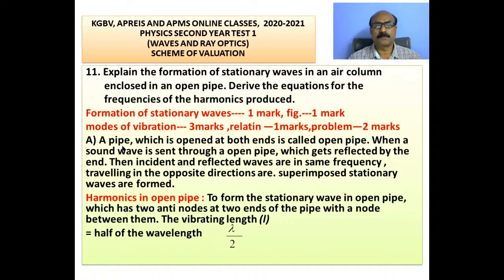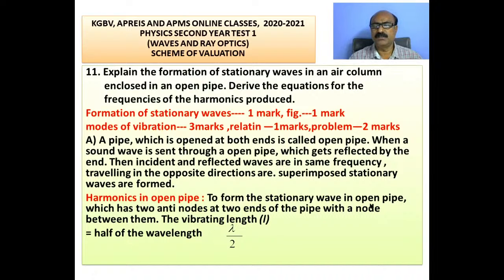So the next one, now let us go to the answer, the way in which you have to write down the answer. A pipe which is opened at both ends is called an open pipe. You have to define what is an open pipe. When a sound wave is sent through an open pipe, which gets reflected by the end, then incident and reflected waves of the same frequency, traveling in opposite directions, are superimposed and stationary waves are formed. So in this case, stationary waves are formed, and harmonics in open pipe, the first harmonic.